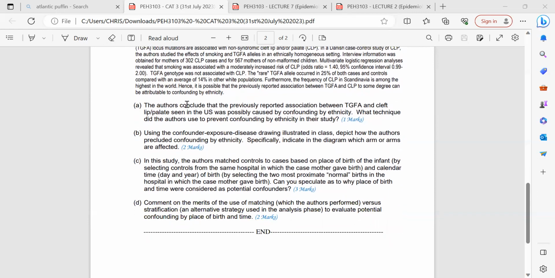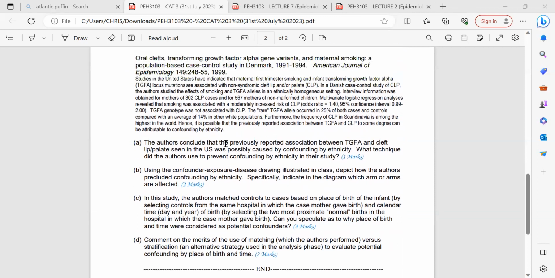Question number 1. The authors conclude that the previously reported association between TGFA and cleft lip palate seen in the US was possibly caused by confounding by ethnicity. What technique did the author use to prevent confounding by ethnicity in their study? 1 mark. Matching. So matching. She looked for mothers in an ethnically homogeneous setting, so that becomes matching automatically.